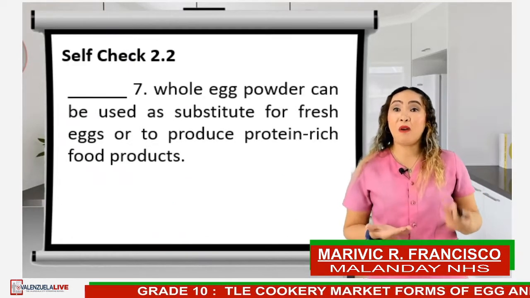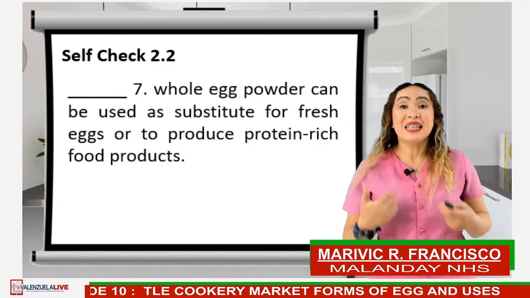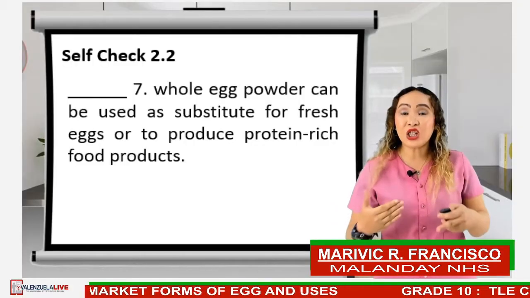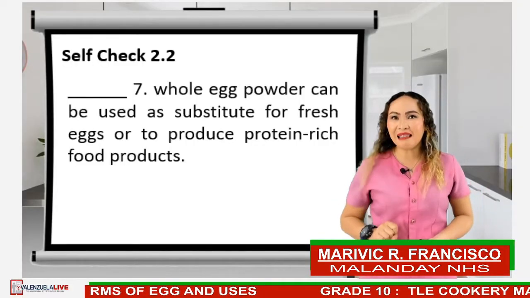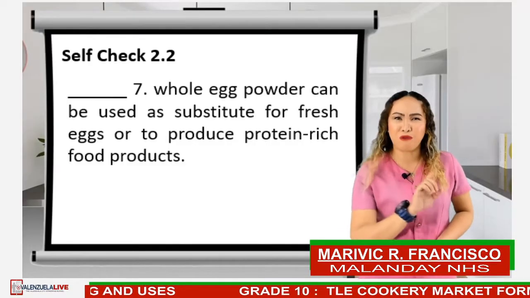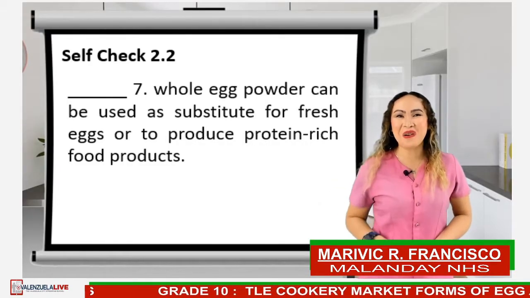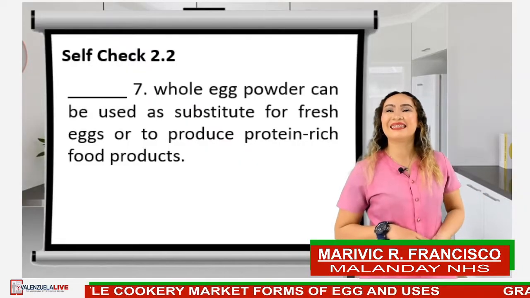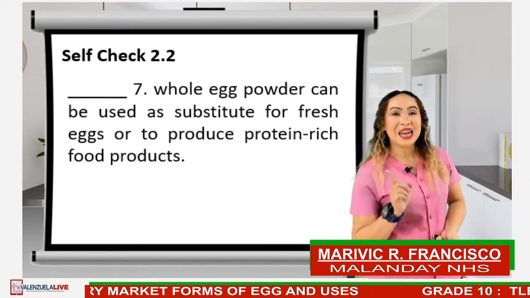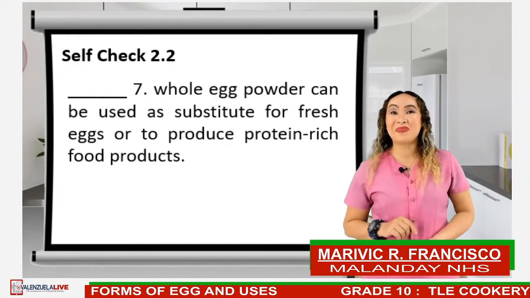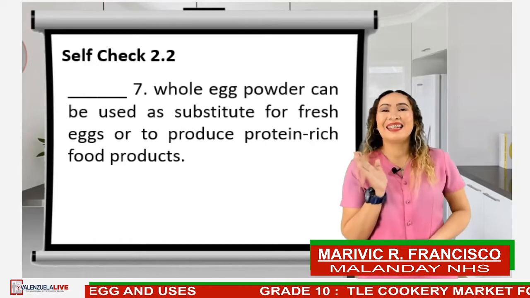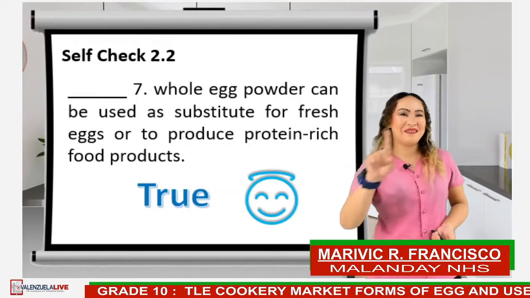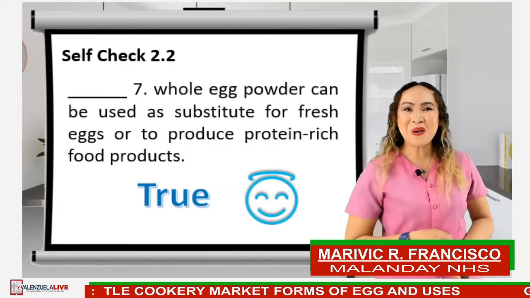Next, number 7. Whole egg powder can be used as substitute for fresh eggs or to produce protein-rich food products. Is it a true or a false? Write your answer. If your answer is true, then you are correct. Next, number 8.